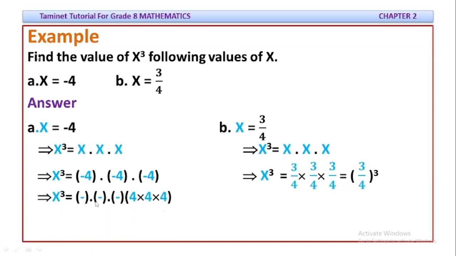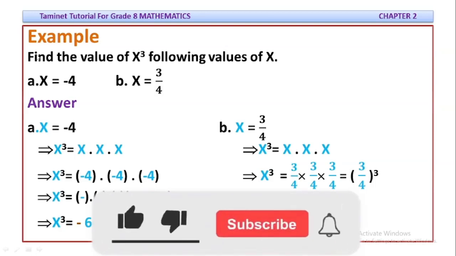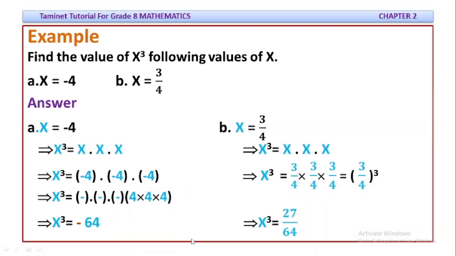Look, negative times negative times negative. Negative times negative is positive. Positive times negative is negative. 16 is the answer. Negative 64, sorry. 4 times 4 times 4 is 64. So x cubed is negative 64.